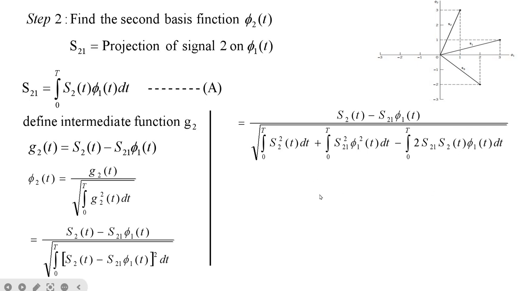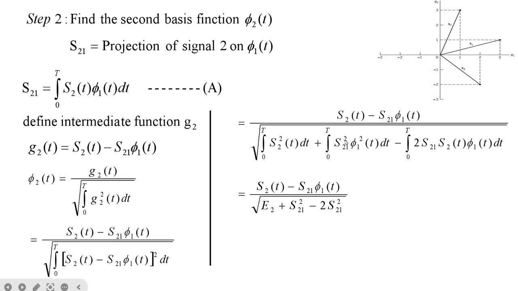Now next step, the numerator remains the same, whereas here integration 0 to T of s2 square of t dt is nothing but the energy of signal 2, so you can write it as E2. Next you have integration 0 to T of phi 1 square of t dt, its value is 1.